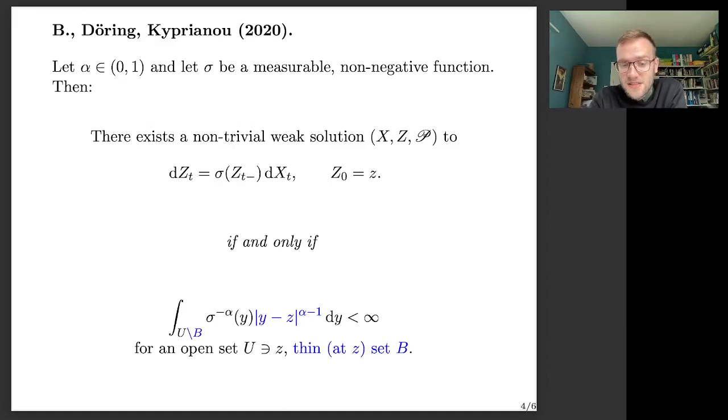That subtlety means that it has to appear in the integral test, and in a sense it does appear in the integral test of the process before. It's just it appears in an arbitrary way. You can choose U, your open set, small enough such that it doesn't contain the thin set, for any choice of thin set.